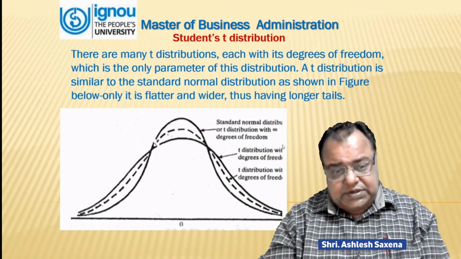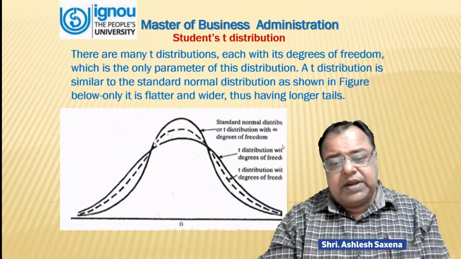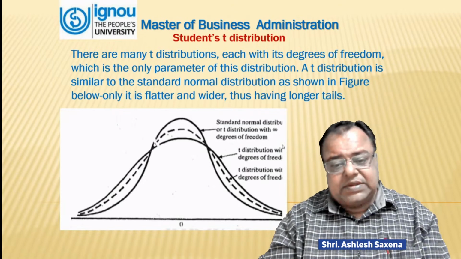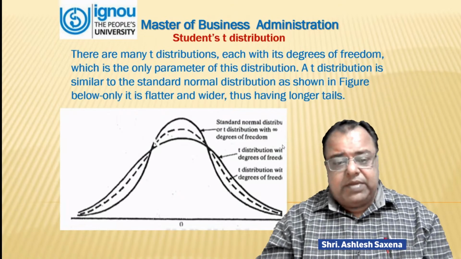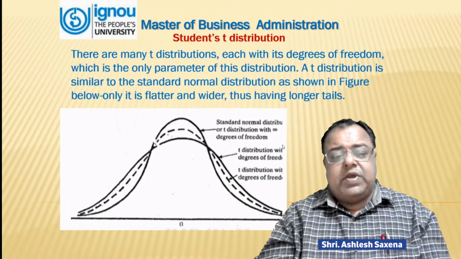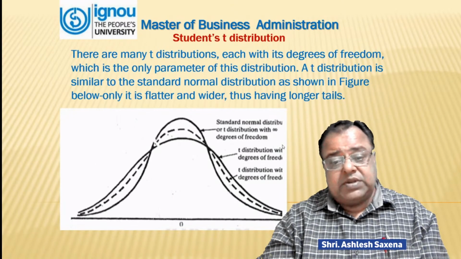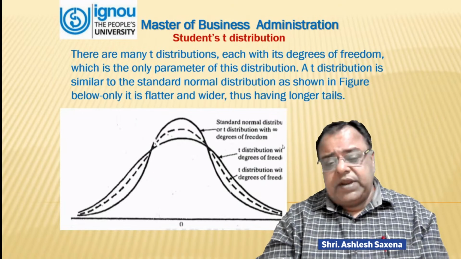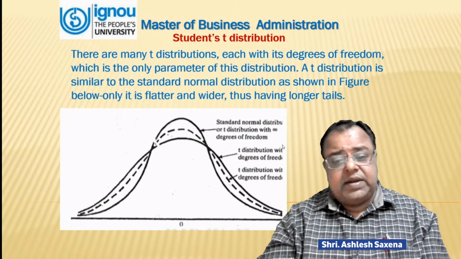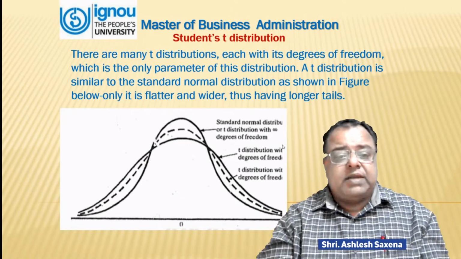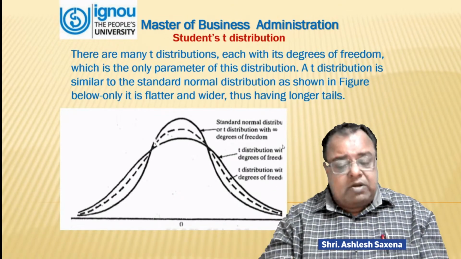As we can see, there are many t distributions, each related to its degrees of freedom, which is the only parameter. As the degrees of freedom increase, the graph becomes steeper and comes up, as you can see with the dotted line. With an infinite number of degrees of freedom, it becomes steeper at the top. That means it's behaving like a normal distribution.